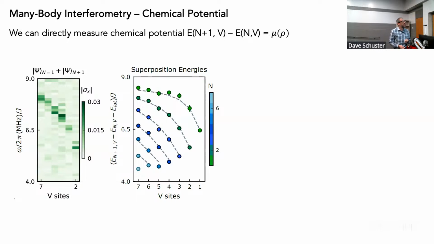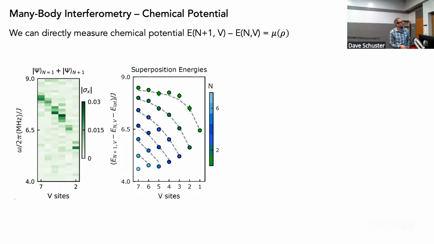If you want to measure the chemical potential, that's like the change in energy versus the change in particle number, which in our case would just be the energy difference for adding one photon, right? We just saw that we were making a superposition of n and n minus 1, and we showed that we can measure the energy difference there. So we just plot that versus all the different conditions, and that is the chemical potential.